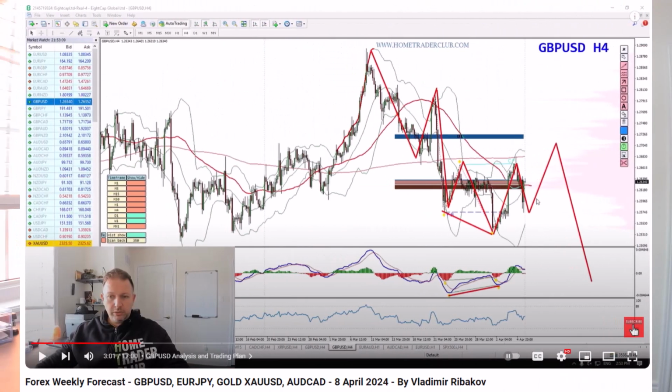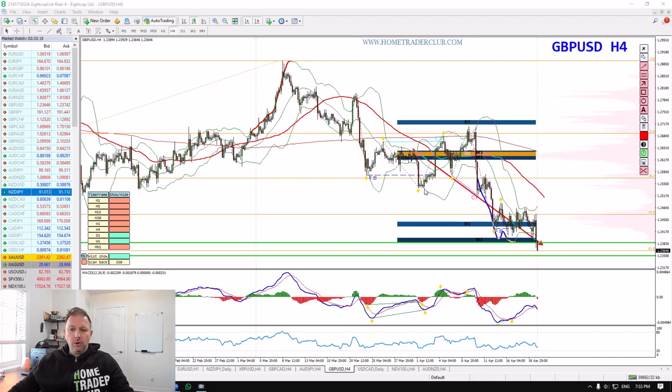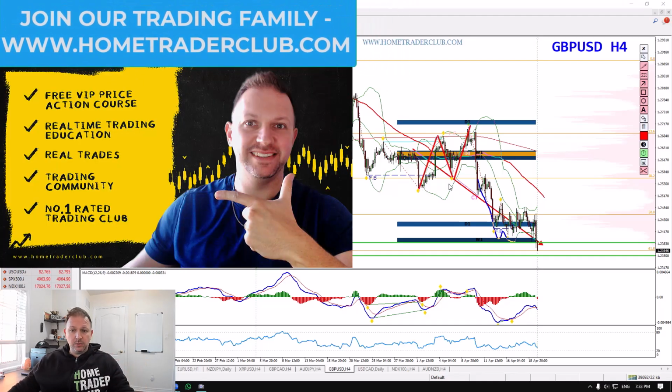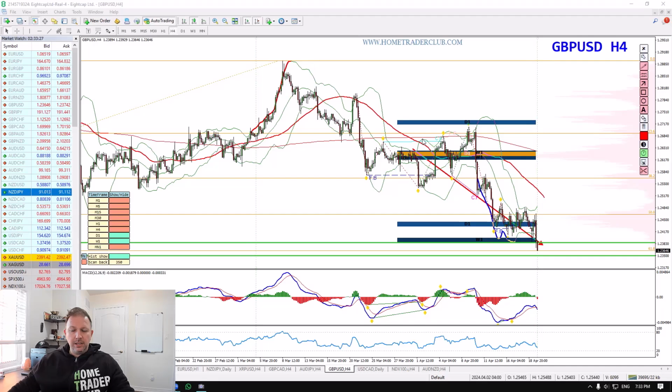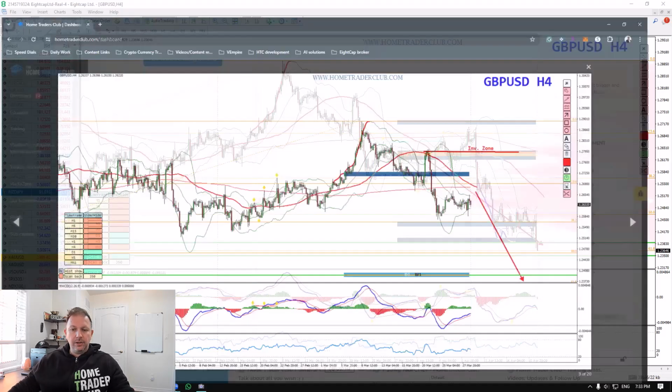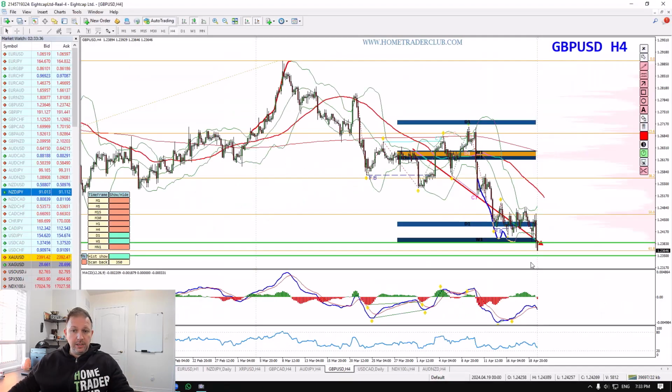The first pair I would like to start with this week would be the pound dollar. This is a follow-up to our plan that we've been following in the last several weeks. We were talking about that, and you can find it on the previous videos. Of course, as always, one of the scenarios was this pullback and the continuation down. The lines you can see here are one of the triggers we got here in Home Trader Club, directly from the members area.